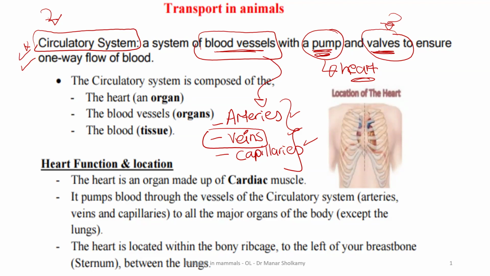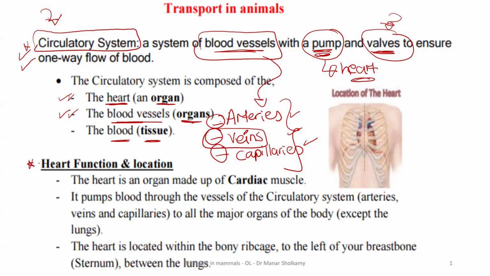Now, this circulatory system is made up of the heart. This is an organ. The blood vessels are organs also. In other words, arteries, veins, and capillaries, each one of them is a separate organ. They are not tissues, they are organs. It is blood that is a tissue. So blood that flows inside the blood vessels is a tissue. And the blood vessels are organs, and the heart, of course, is an organ.